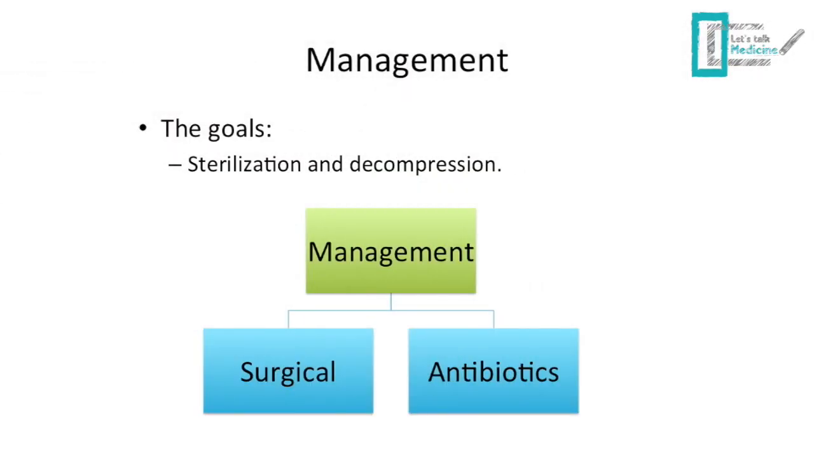Now finally, going to the management. The basic goal of the management is to sterilize and decompress the joint. So this is the main aim of our management, and of course to prevent the complications that might happen because of the septic arthritis. The main cornerstones for the management of septic arthritis are basically the surgical and the antibiotics. Both of them should be used together to get the best management of the patient.